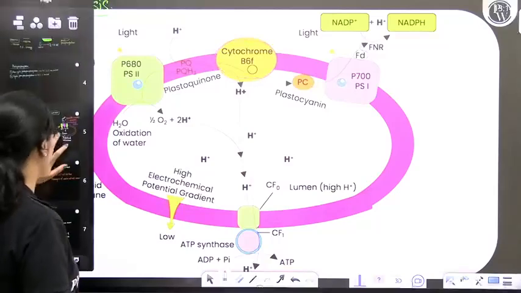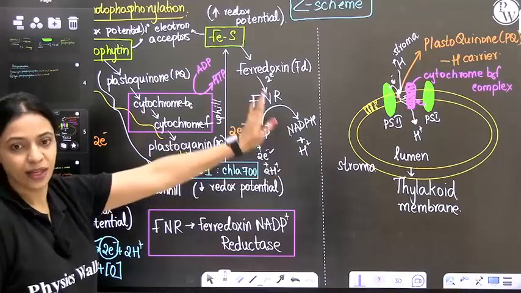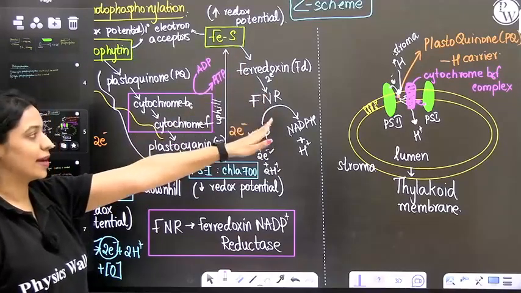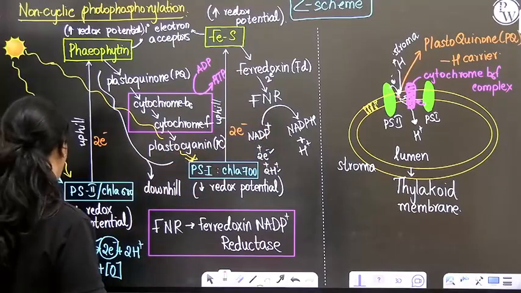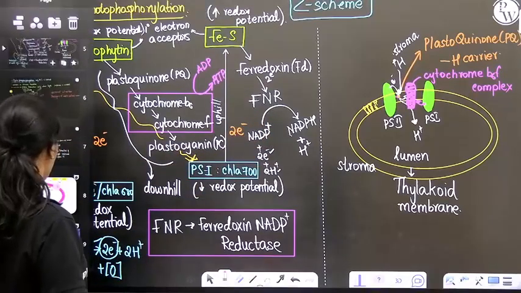You're already aware of it. I showed it to you in this diagram. There's PS2, PS1, cytochrome B6F complex. All of them are present in our thylakoid membrane, right? So they are there.